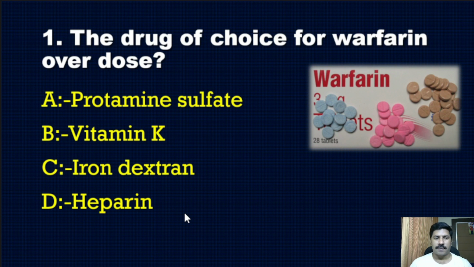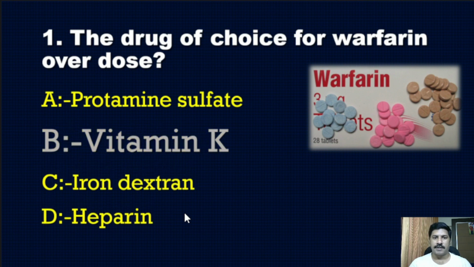In the case of warfarin overdose, we can give vitamin K. The antidote of warfarin is vitamin K. Protamine is an antidote of heparin. Iron dextran we use for iron deficiency anemia. Iron dextran is a drug used for the treatment of iron deficiency anemia. If there is iron toxicity, we can use deferoxamine as an antidote.